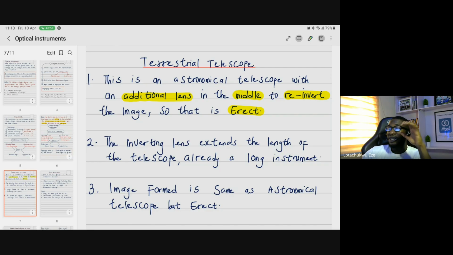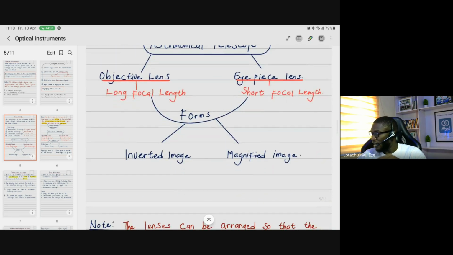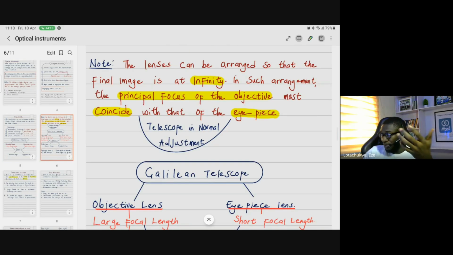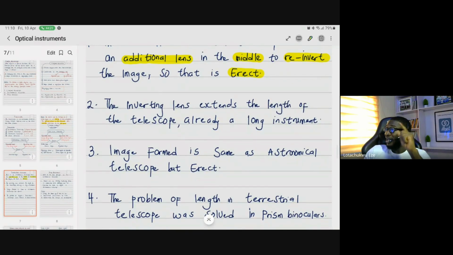Now, the image formed is the same as the astronomical telescope. The difference lies in the fact that it is erect. Remember, for the astronomical telescope, we said that the image is inverted and magnified. These are two key details we had for the astronomical. For the terrestrial, it is still the same thing, but the problem of length comes into play. It's a bit longer. The instrument is long. Putting an additional lens at the center will still increase the length further.